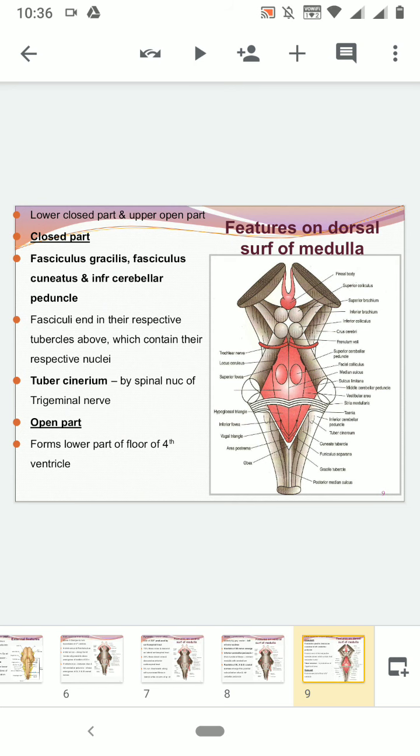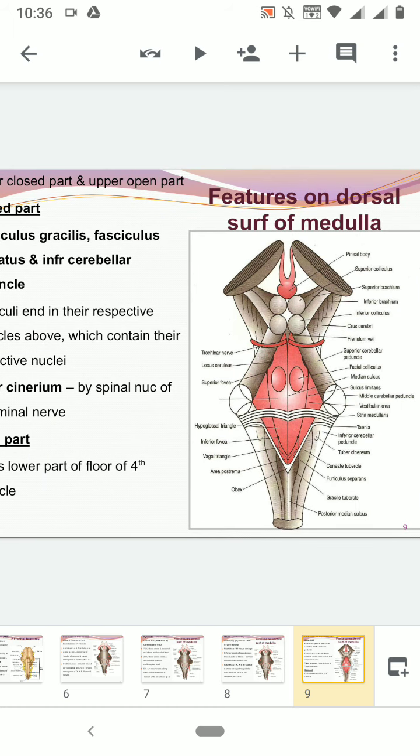Now we are coming to the dorsal surface of the medulla, which I told you is covered by the cerebellum. We have removed the cerebellum and the roof of the fourth ventricle, and we can see the orange colored diamond shaped structure in the center. I'm going to enlarge it a little bit. Yes, so you can see this diamond shaped structure. This forms the entire floor of the fourth ventricle.